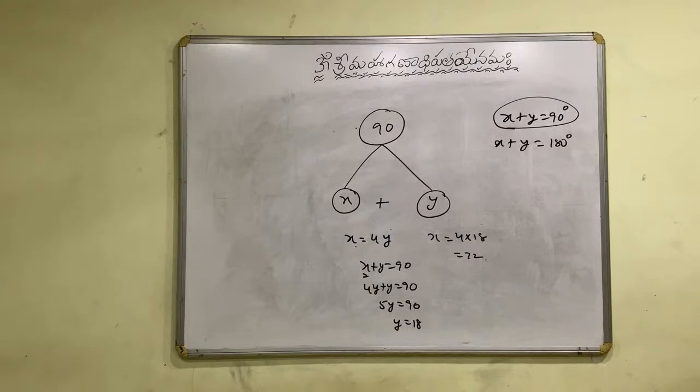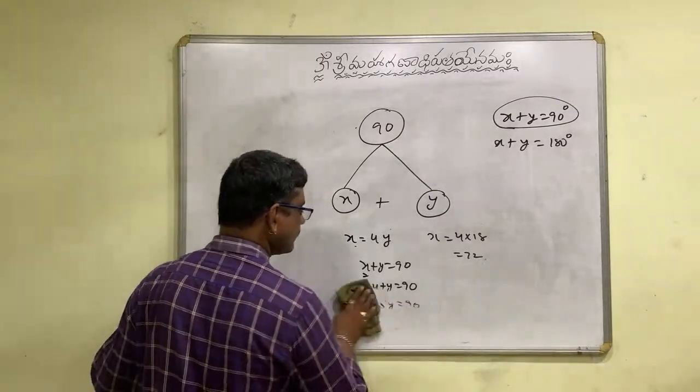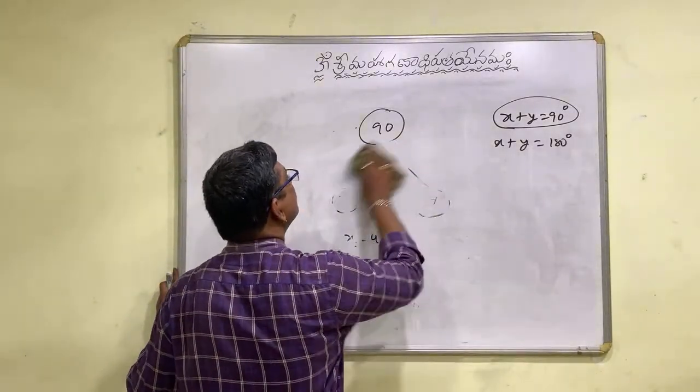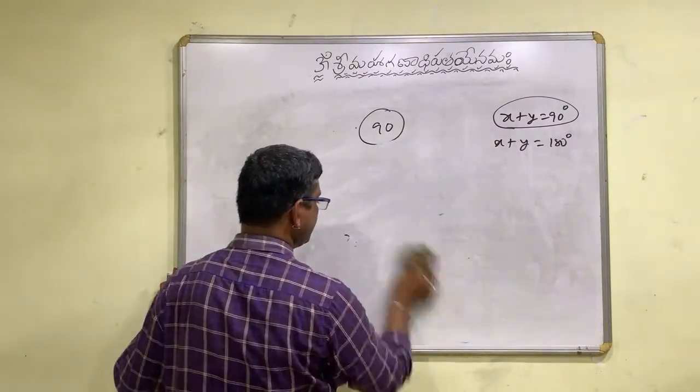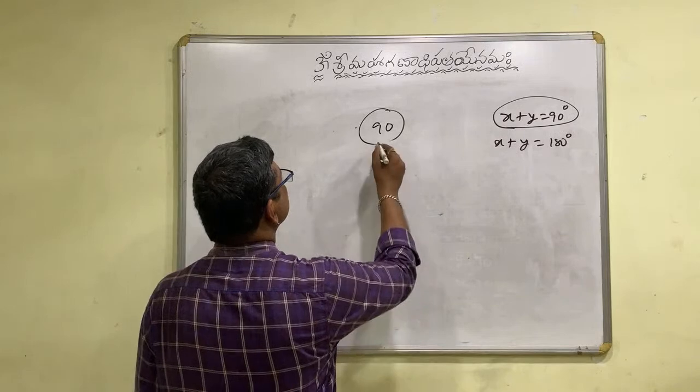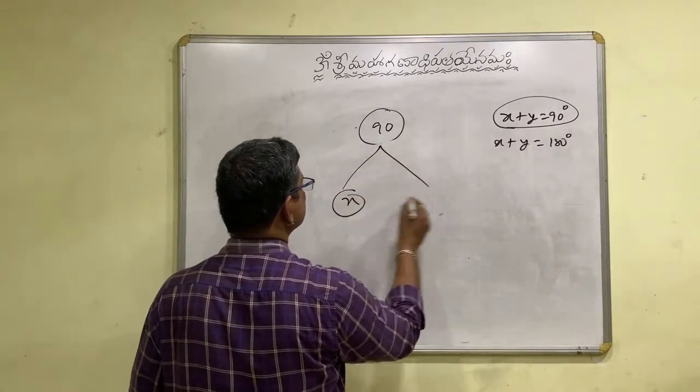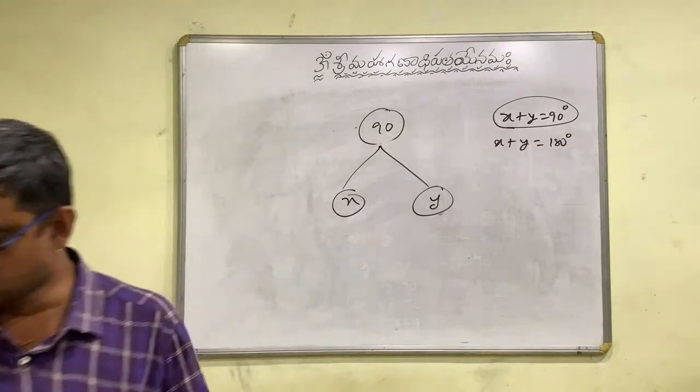Understand? Take it like this: x plus y is 90, and given that one of the angles is 4 times its complement, I am taking x is equal to 4y and substituting and simplifying. Okay, children? Right. Next one. Next question.